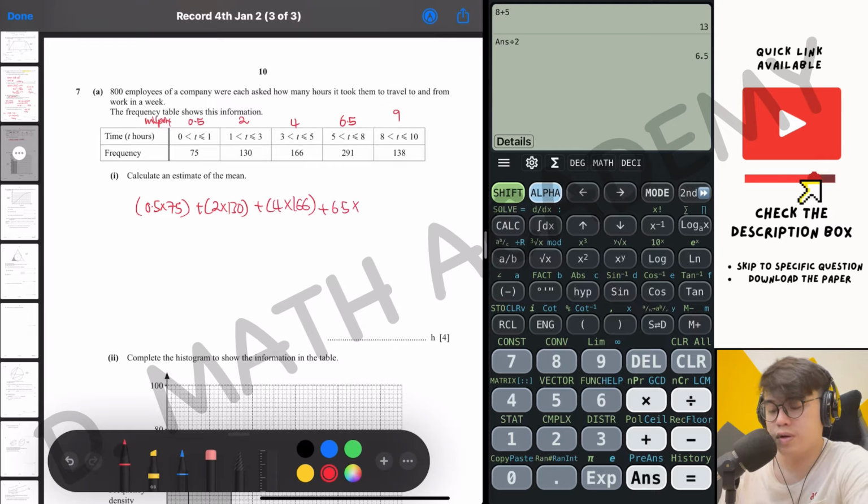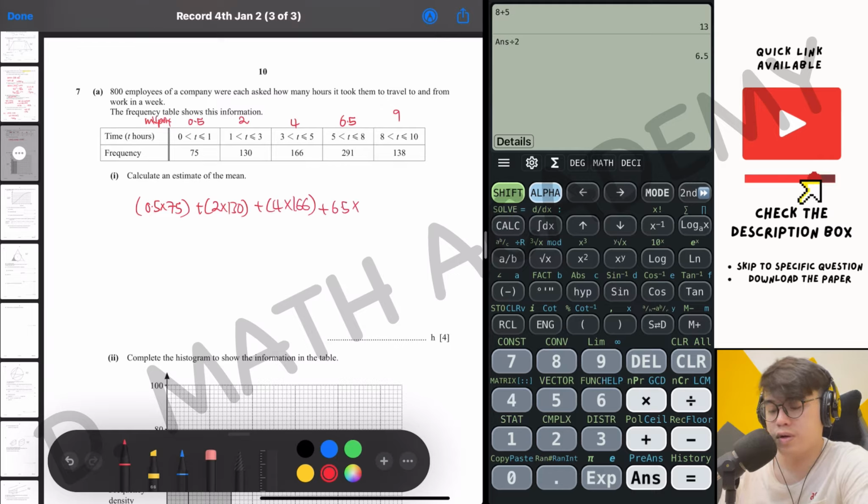So the mean is about 5.1187. If you were to round it to 3 significant figures, that would make it 5.12. Okay. As you can see, the next part here, they were asking for frequency density.